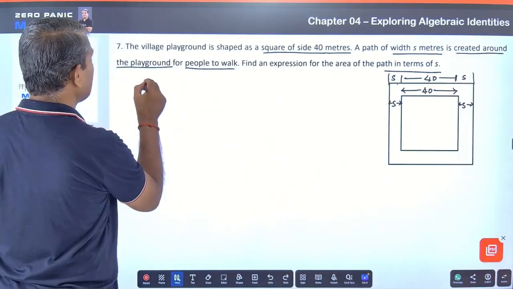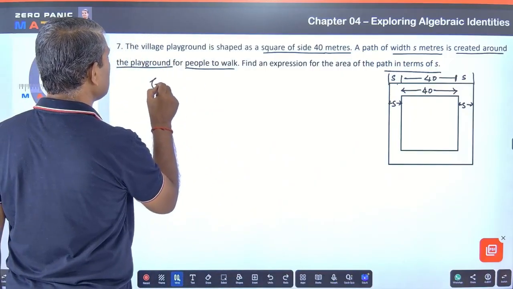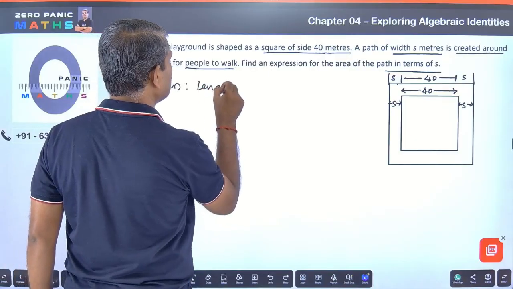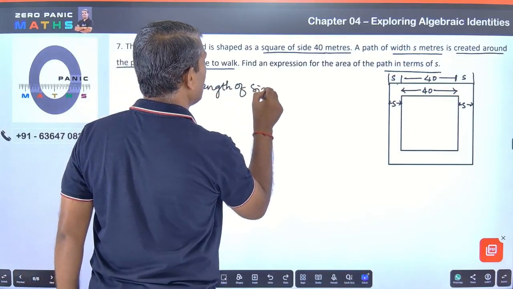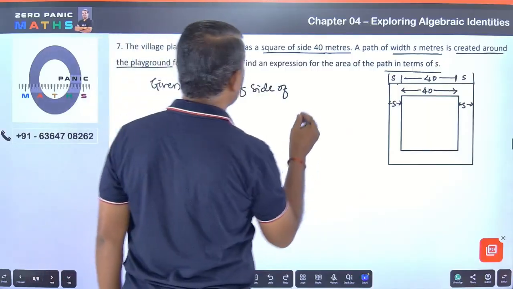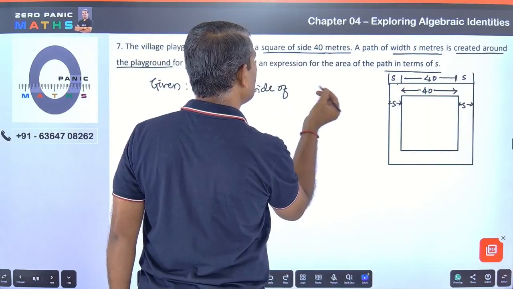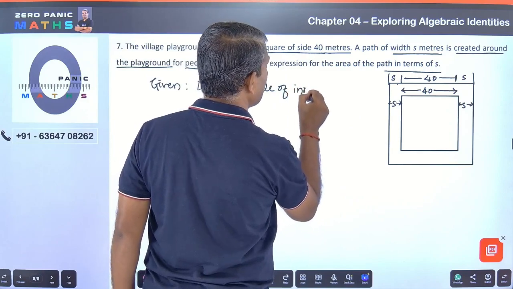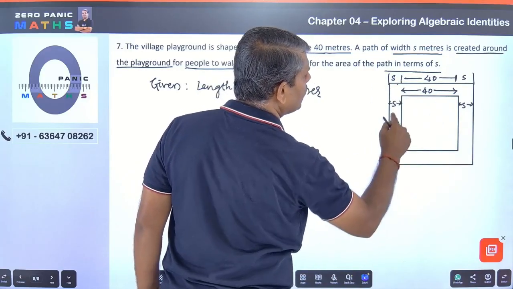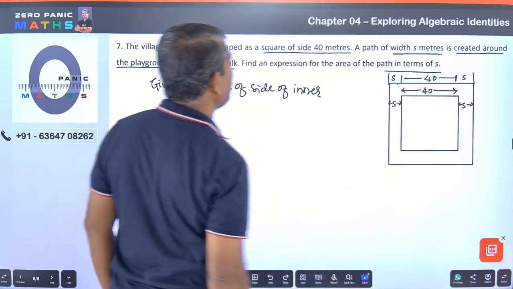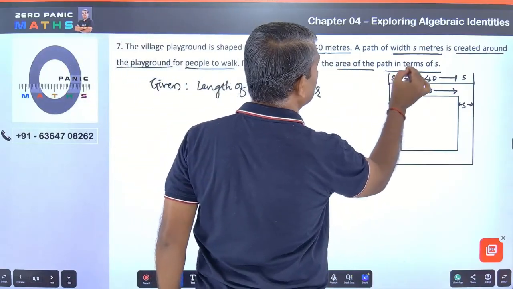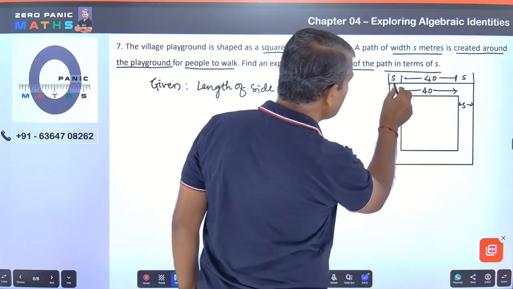So let me write that given length of the side of the inner square, that is actually the playground. A side of the playground, or you can say the inner square, because I'm going to subtract the area of the inner square from the area of the outer square to find out the area covered by the path. What they want is to find an expression for the area of the path in terms of s.